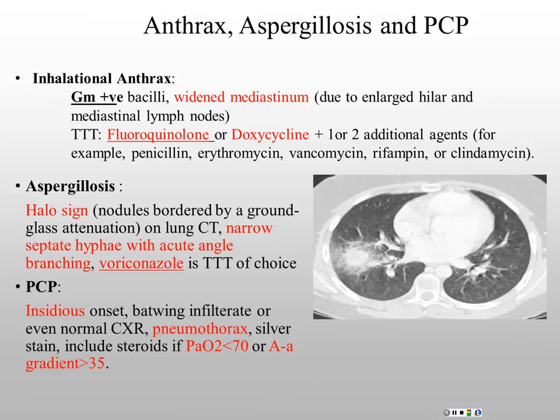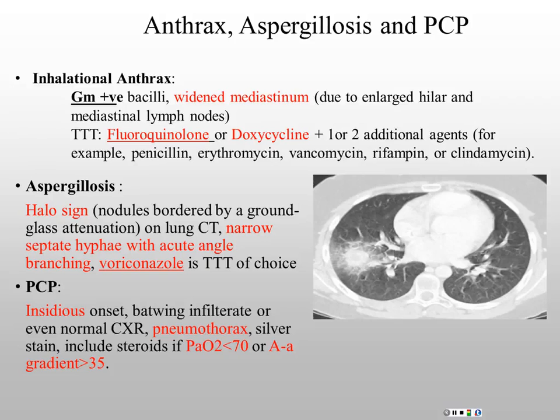Other organisms that may be covered in your board, anthrax. You have to remember anthrax is gram-positive. You will use fluoroquinolone for treatment, but it's gram-positive. You have to remember this. Also, one of the buzzwords is widened mediastinum because of lymphadenopathy associated with the inhalational form of anthrax.